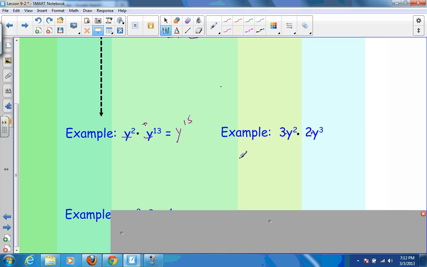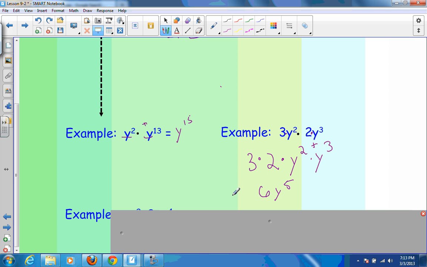So really, I could rewrite this problem as 3 times 2 times y to the 2nd power times y to the 3rd power. I could rewrite this any way that I want, but if you look at what I have now, it's really easy to see what I multiply together. 3 times 2 gives me 6, okay? And y squared and y to the 3rd, well, I can add those exponents to get y to the 5th power. So my final answer is 6y to the 5th.